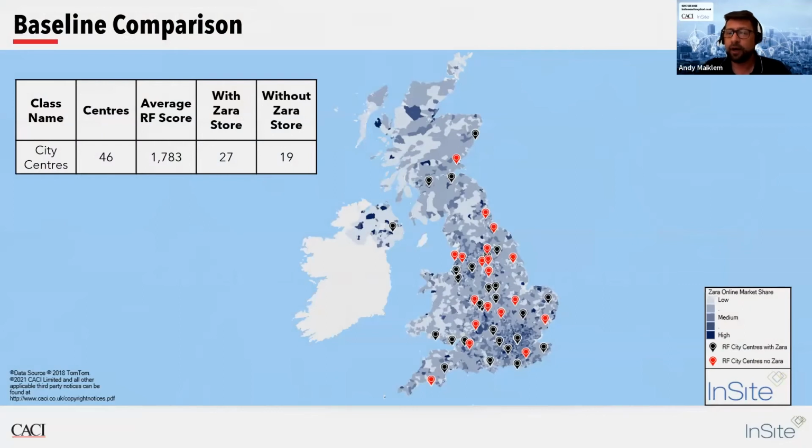This is the current network of city centre Zara stores, which are the points in black, versus the city centre locations without a store, which is the points in red. It is important to compare like for like when comparing centres' behaviour. And from here, we can understand market share for the locations where there is and isn't a store. Therefore, we can accurately measure the impact of location on online sales.